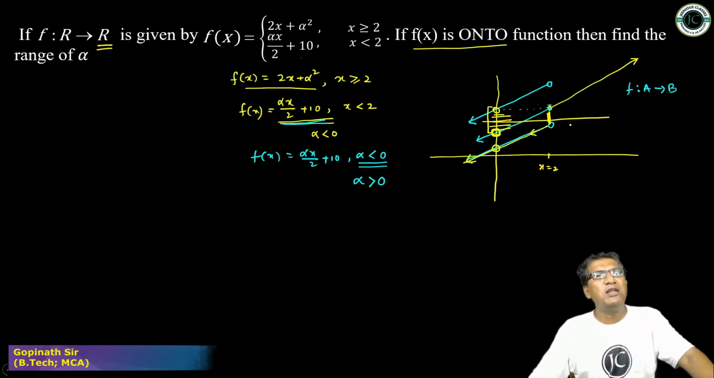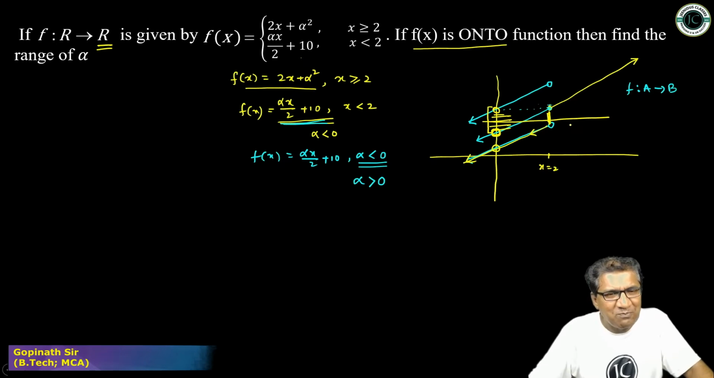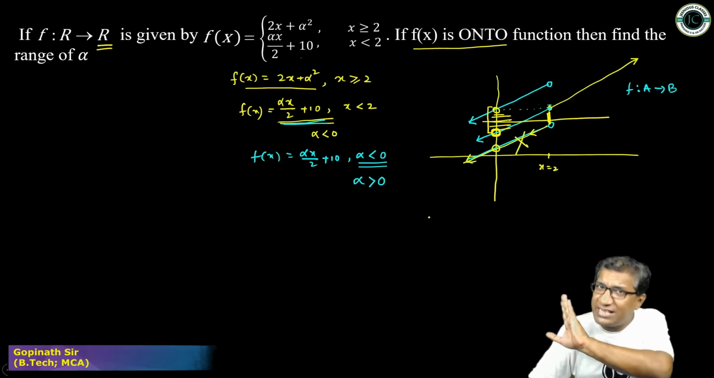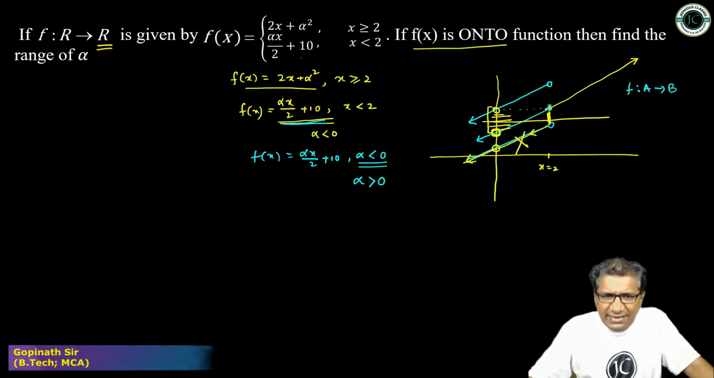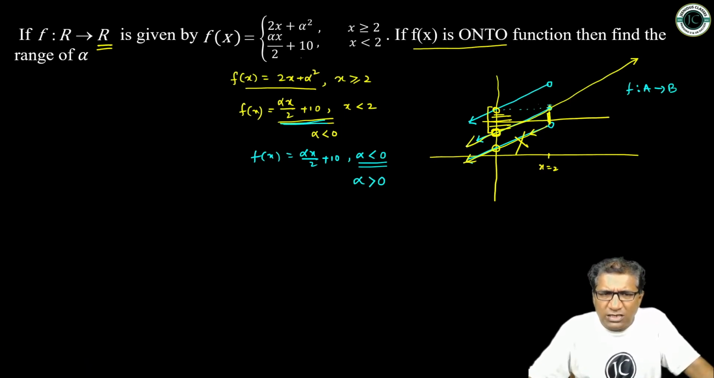Therefore, the function will be no more an onto function. Is it clear? Therefore, this method is not possible. This form of the graph is not possible. Is this form possible? Yes, it is possible. Why?